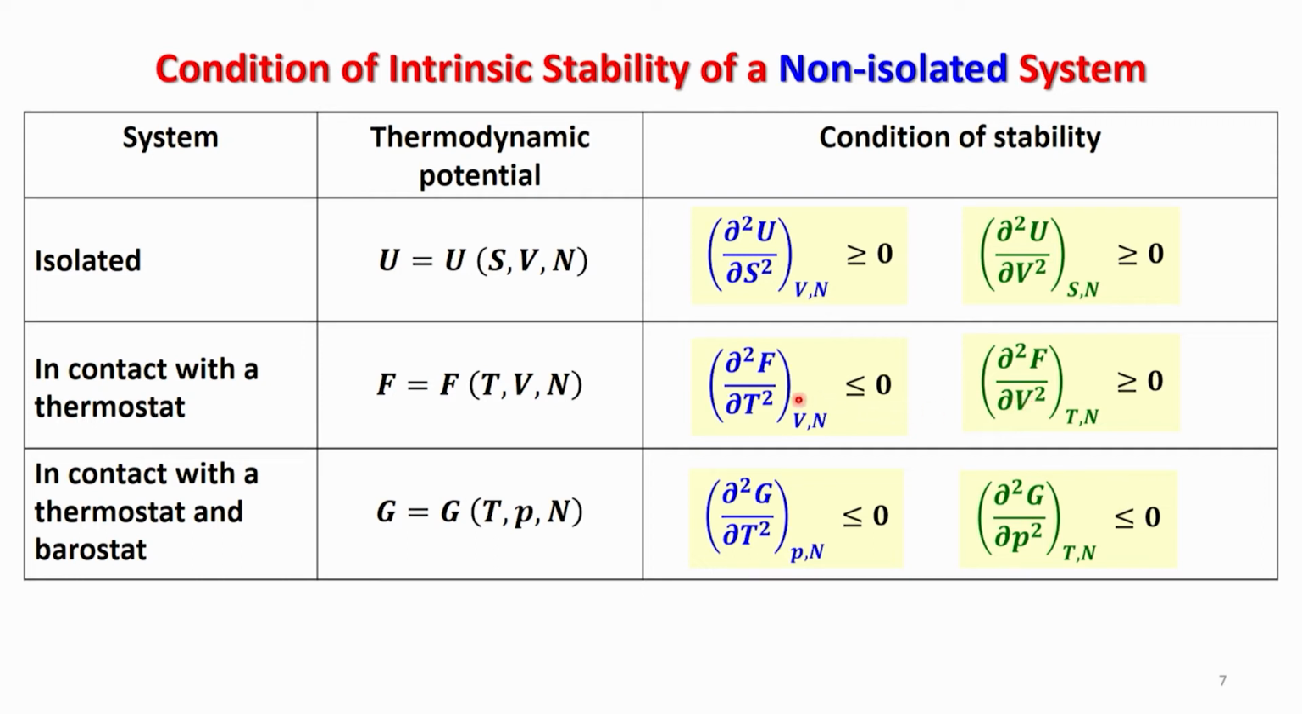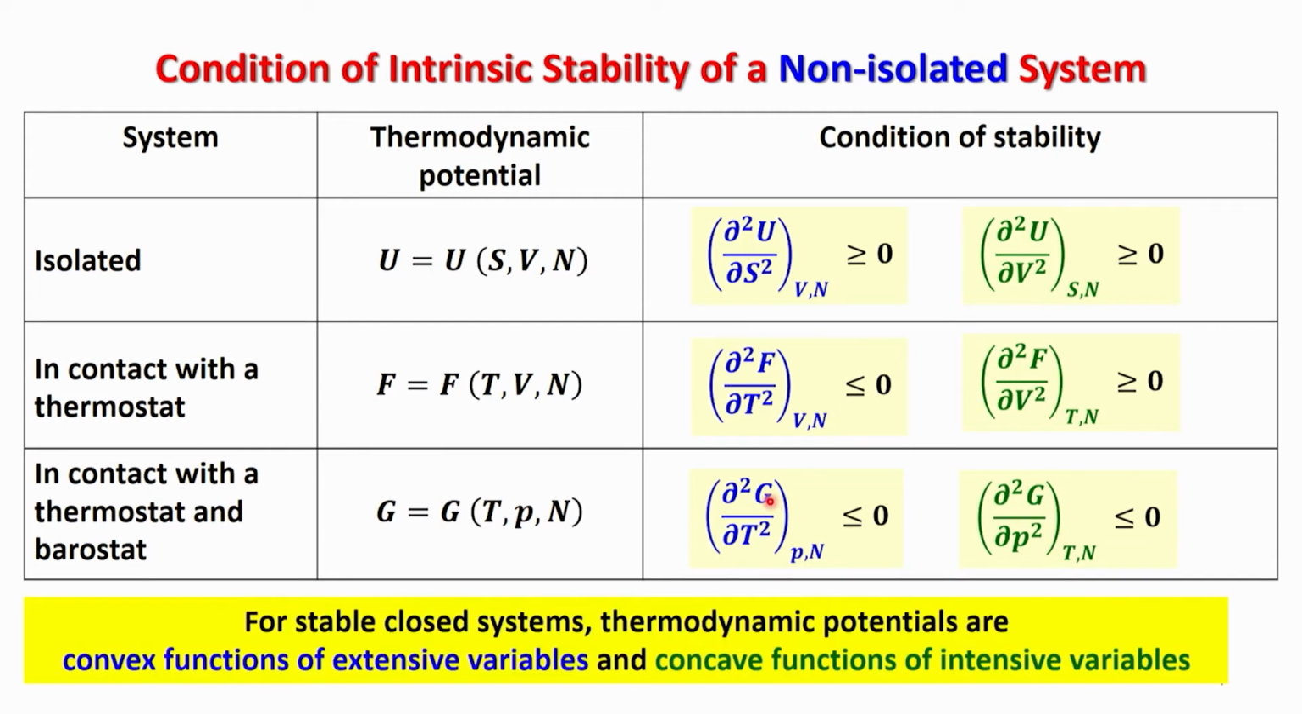But if I am looking at the condition with respect to intensive variables like temperature and pressure, I find that my system must be concave with respect to it. So, in conclusion, we say that for stable closed systems, the thermodynamic potentials are convex functions of extensive variables, but concave functions of intensive variables.